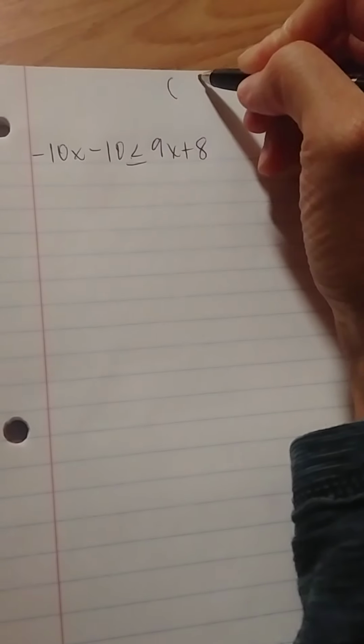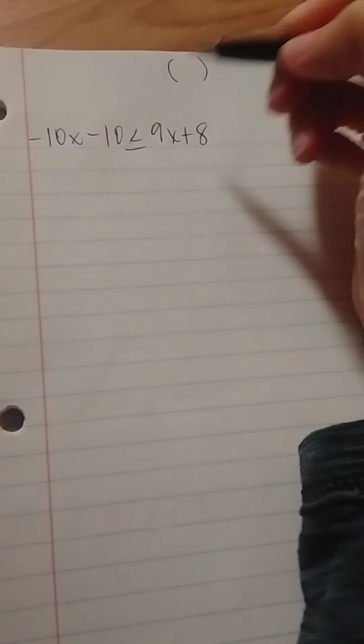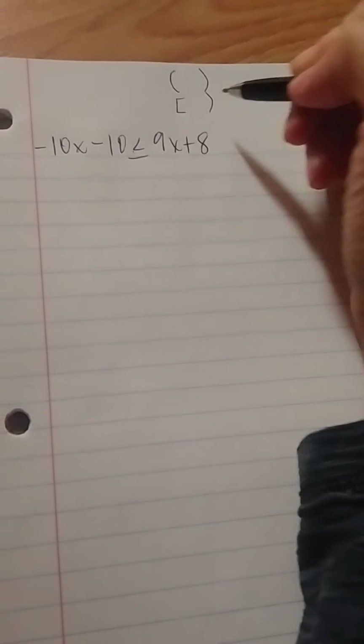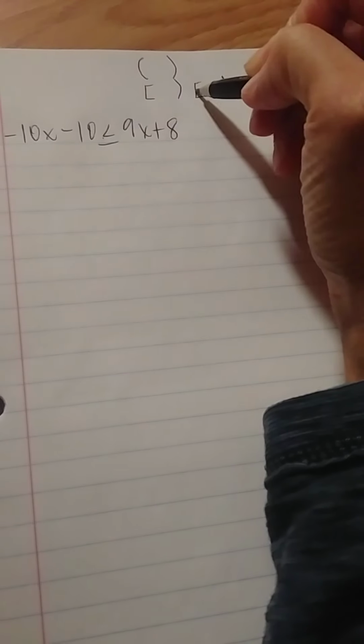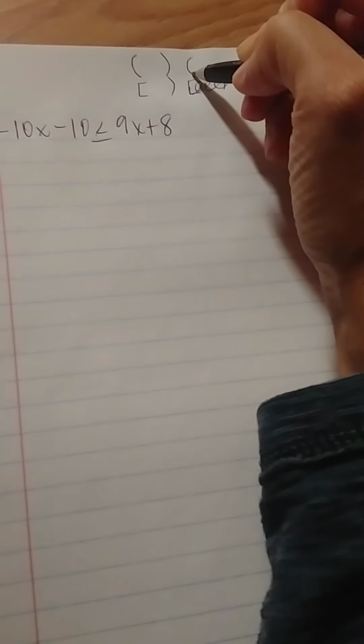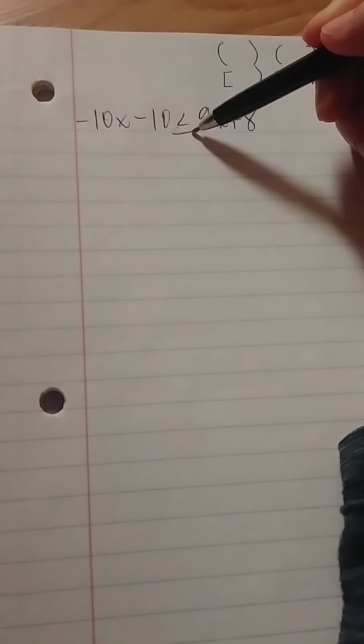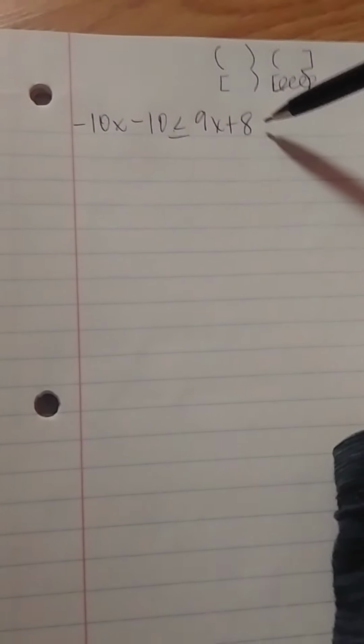So if it's just less than or greater than, we'll only use these two. And if it's less than or equal to or greater than or equal to, then we'll use either this way or this way, depending on the way that it's written. I'll show you by giving this example here. So we have negative 10x minus 10 is less than or equal to 9x plus 8.